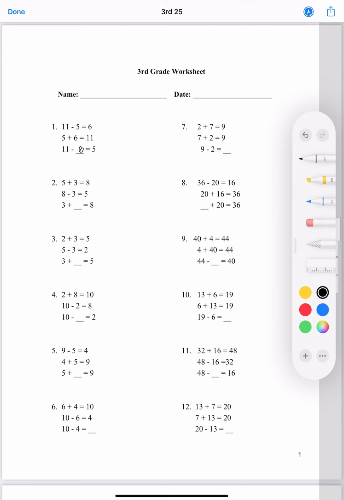An easier shortcut would be to look at the numbers in the previous equations given. So here we have 11, 5, and 6, 11, 5, and 6. We have 11 and 5, which means that in the blank, a 6 should go.